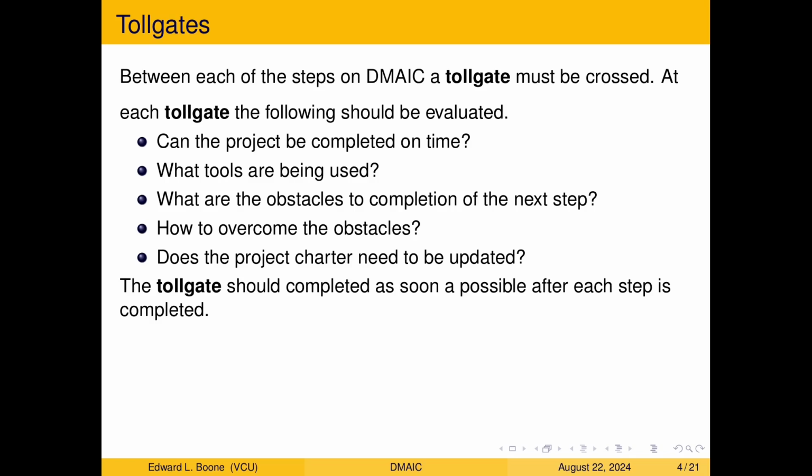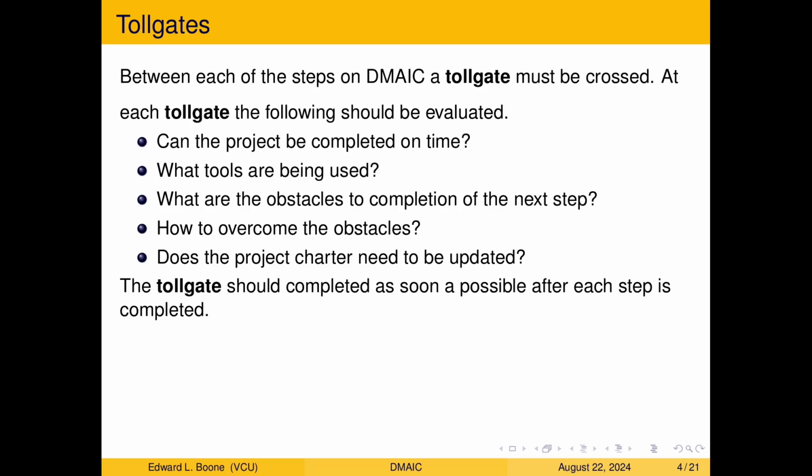All right, so once you complete one of these steps, or 5 steps, you're going to pass through what's called a toll gate, or that's what it's been called. And at each toll gate, the following should be evaluated. Number 1, can the project be completed on time? At every one of these stages, you can say, can we finish this thing? What tools are being used? Do we have the correct tools? What are the obstacles to completion of the next step?